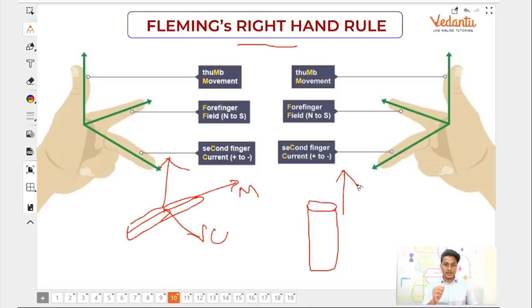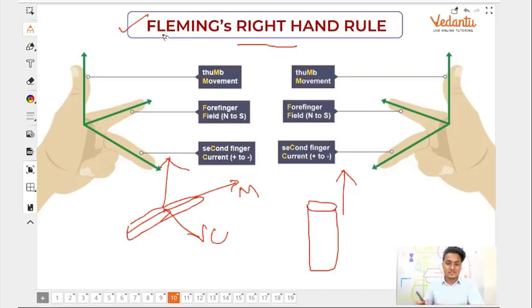Fleming's right hand rule states that if I have my thumb in the direction of the force or the movement of the object, and the second finger represents the direction of the magnetic field, then the forefinger will give me the direction of the induced current. As simple as that. That's what's said by Mr. Fleming's right hand rule. So I believe all of you understood that very clearly. Correct? Now we have done electromagnetic induction, and we have done Fleming's right hand rule.